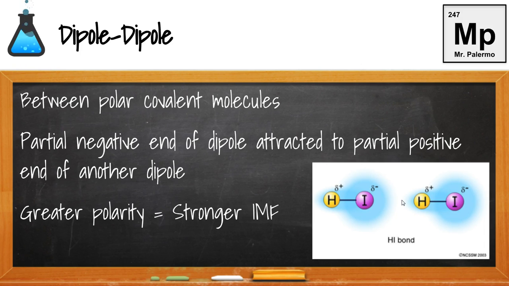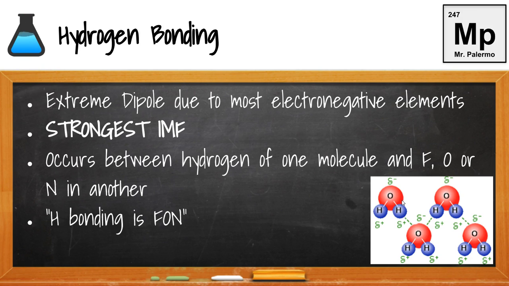And in fact, if it gets so strong, we have a unique name for that, and that is called the hydrogen bond. This is the strongest of our weak intermolecular forces. It is an extreme dipole due to the most electronegative elements being involved, which are oxygen, fluorine, and nitrogen. So they set up the most polar substance we can have, and it occurs between fluorine, oxygen, or nitrogen of one molecule and hydrogen of another.